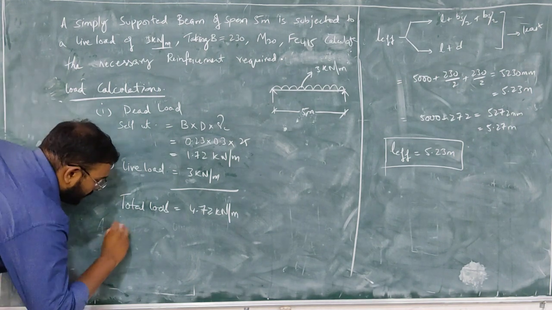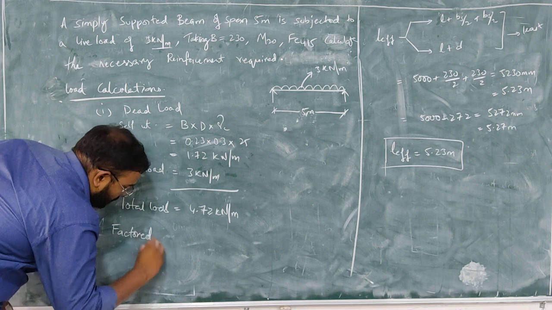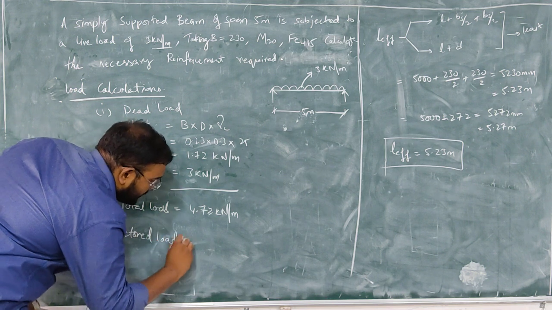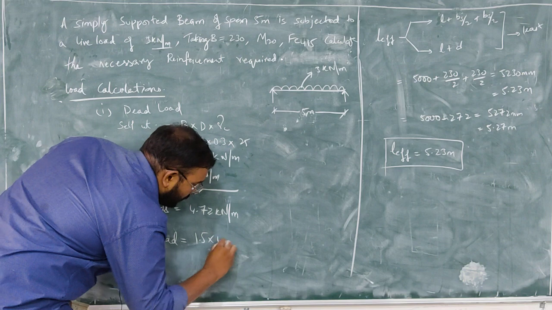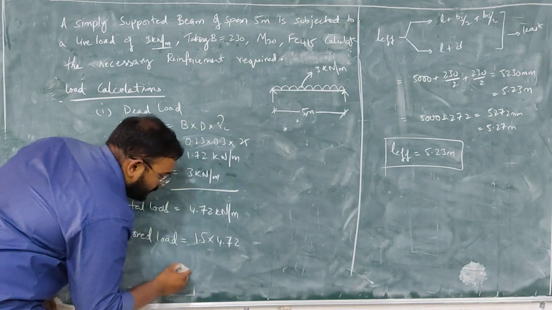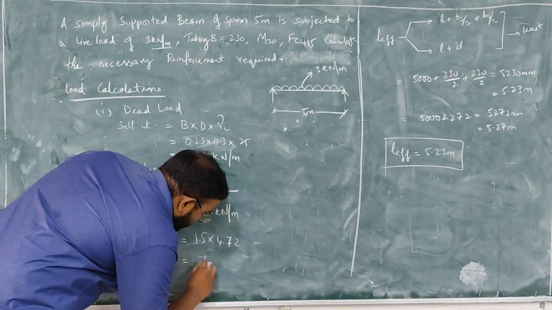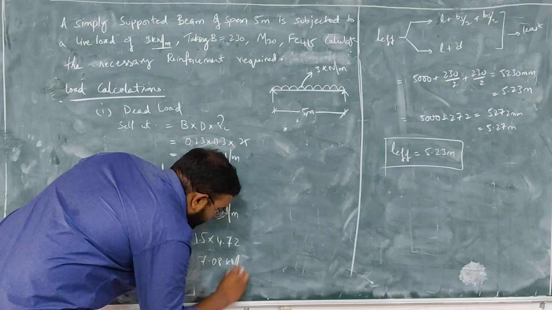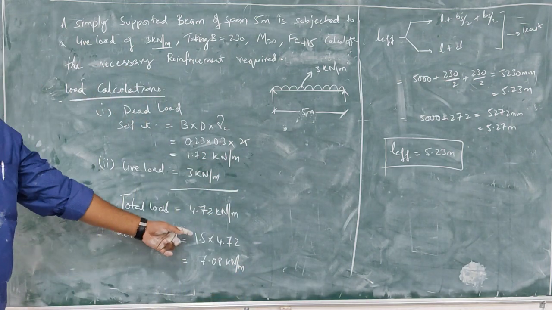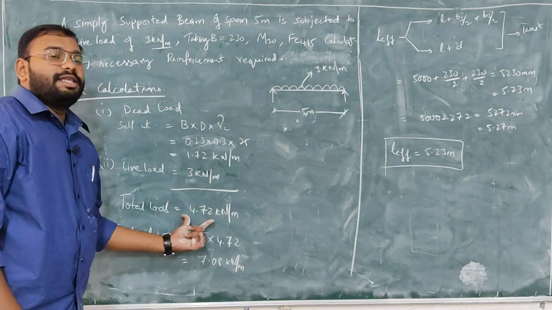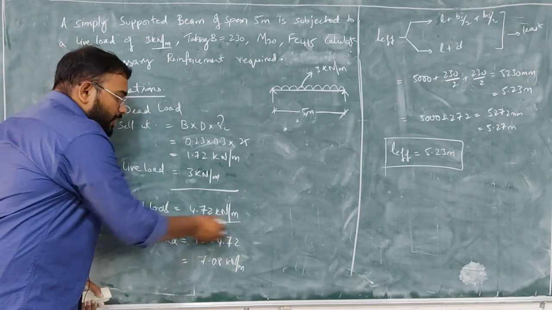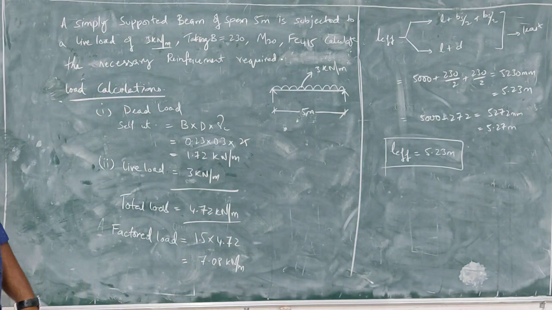Now factored load. Factored load is equal to 1.5 into 4.72, which is 7.08 kilonewton per meter. Simply multiply with 1.5. Factored load means multiply the total load acting on the beam by 1.5. So now this is the factored load you got.